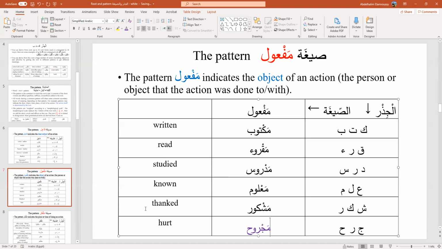Again, it can refer to either being hurt emotionally or being hurt physically. Okay, so let's move on to the next one.